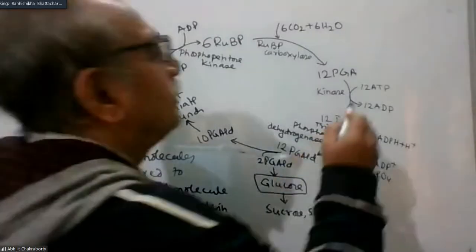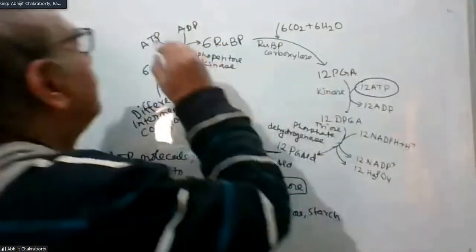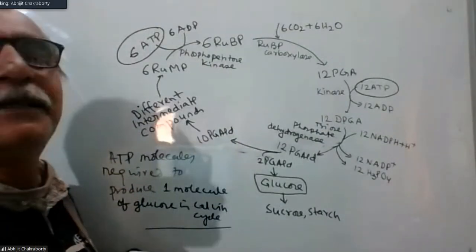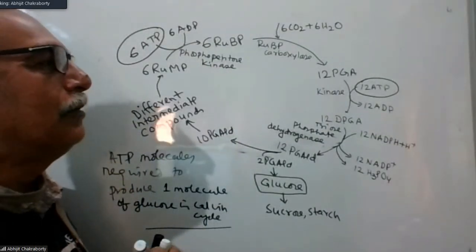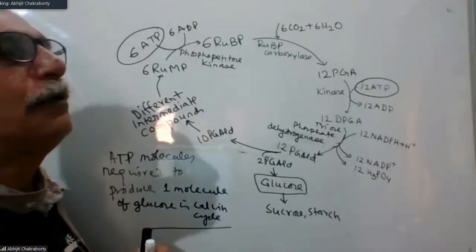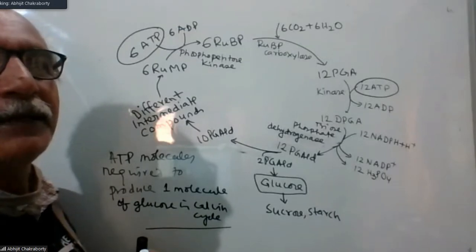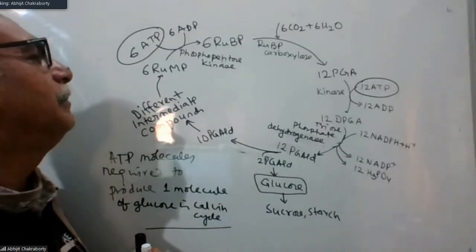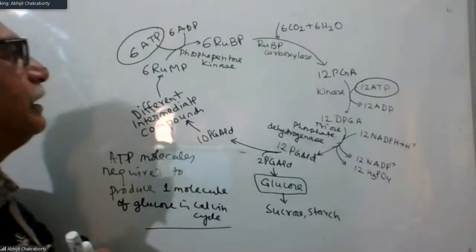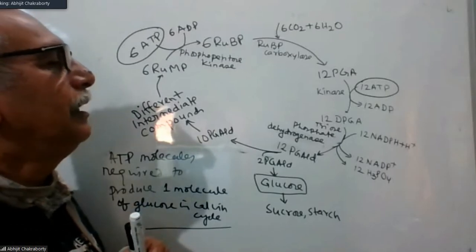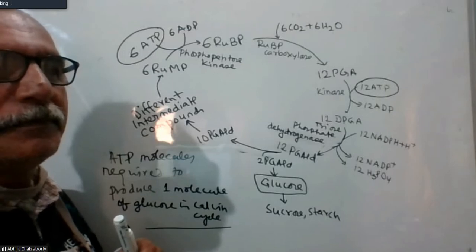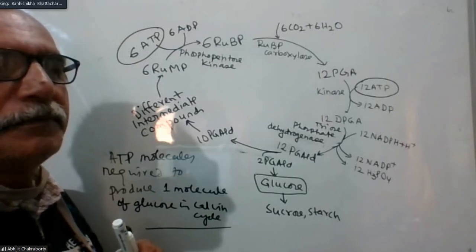You are absolutely right. 12 ATPs are required here, 6 ATPs are here. In total these are 18. 12 ATPs are required to convert 12 PGA to 12 DPGA and 6 ATPs are required to convert RuMP to RuBP. Clear? Yes, sir. Okay.